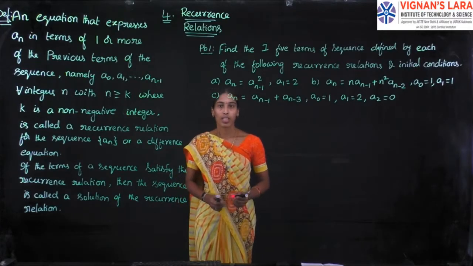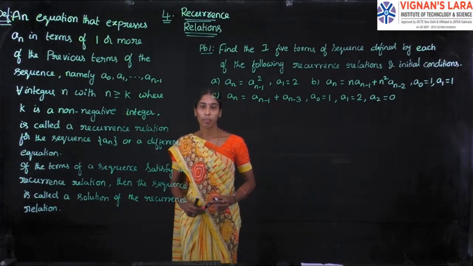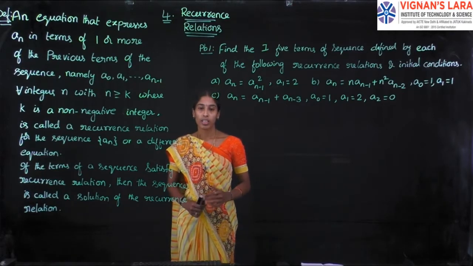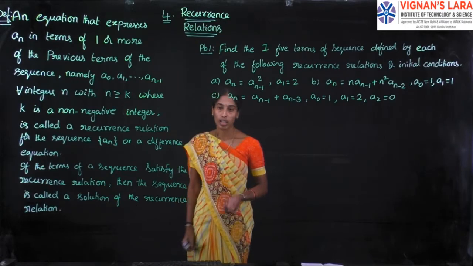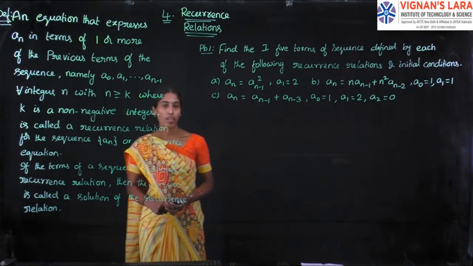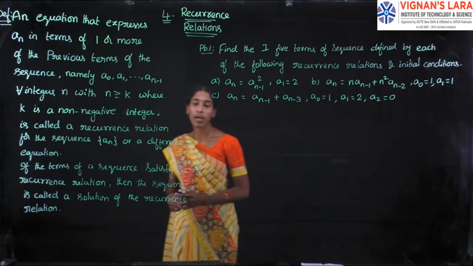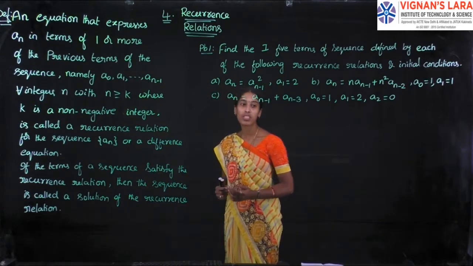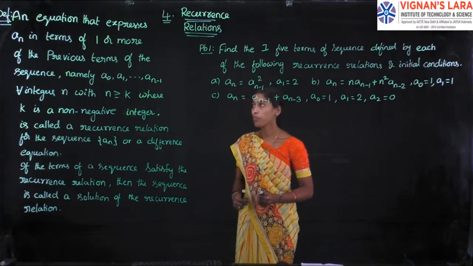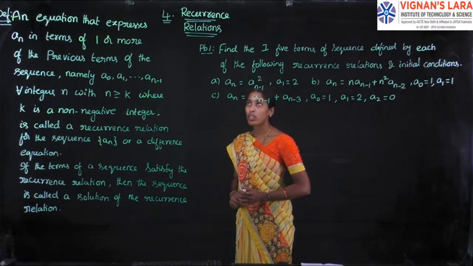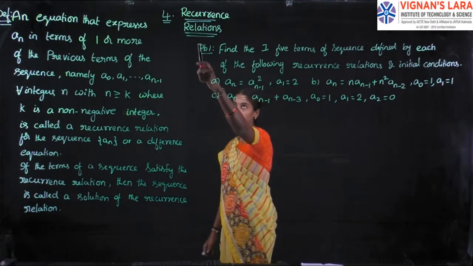Hi students, in the last class we completed the number theory topics. That is, in number theory we discussed the division algorithm, Euclidean algorithm, the fundamental theorem of arithmetic, and then the concepts of Fermat's theorem and its generalization, which is nothing but Euler's theorem, right? Now we start unit 4, which is recurrence relations.